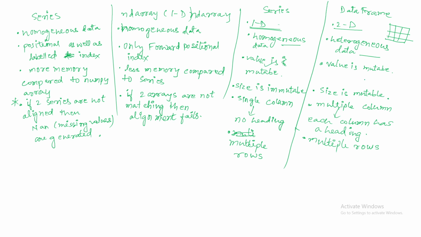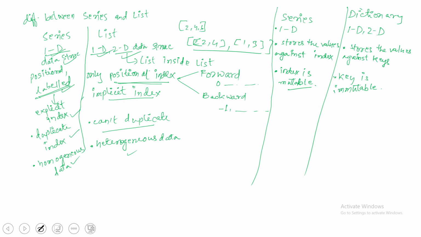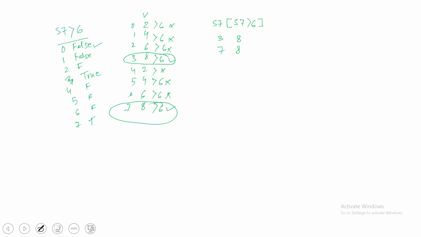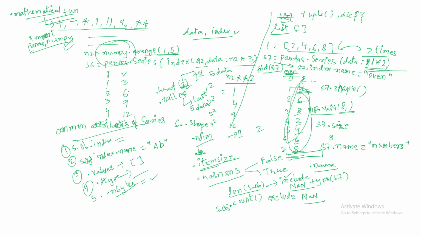Here value is mutable. Here value is also mutable, means value we can change after creation. Now size is immutable. Whatever size we created in the series, for example here we have seen, there are 4 data items, this 4 we cannot extend in this series, but in data frame we can extend it. So size is immutable in series, but data frame size is mutable.